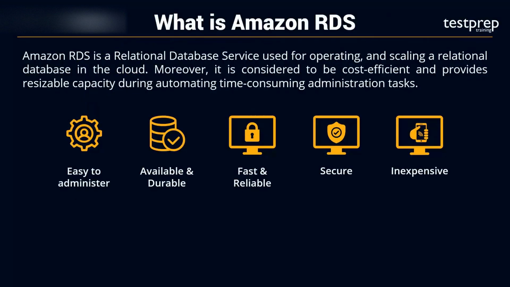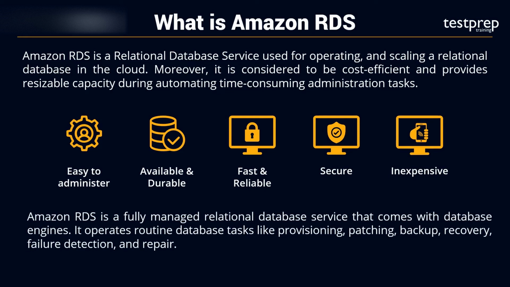Amazon RDS is a relational database service used for operating and scaling a relational database in the cloud. Moreover, it is considered to be cost-efficient, and provides resizable capacity while automating time-consuming administration tasks. Amazon RDS helps you to focus on your applications, to get fast performance, high availability, security, and compatibility.